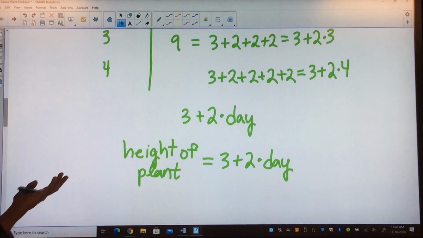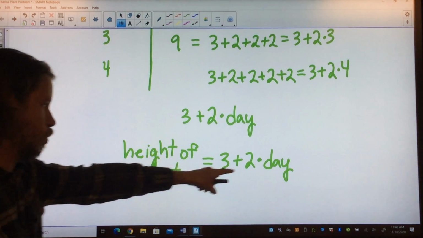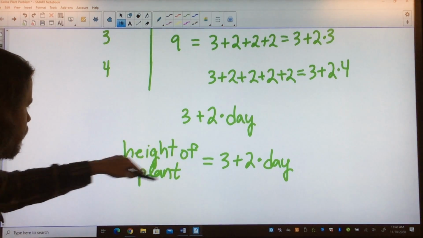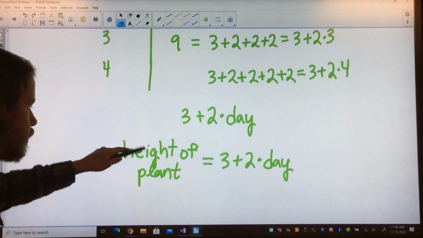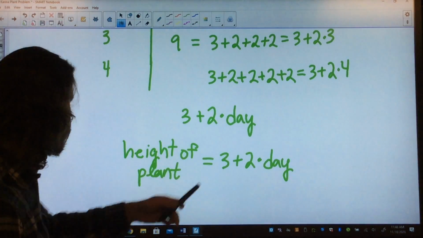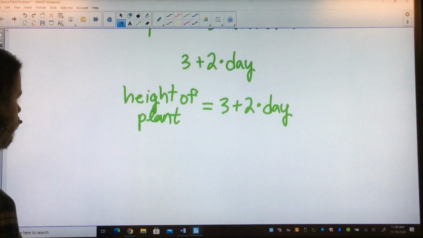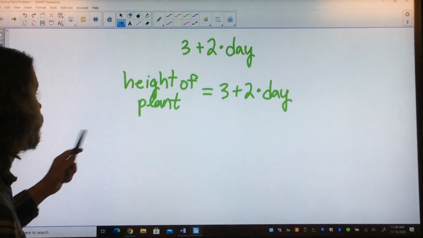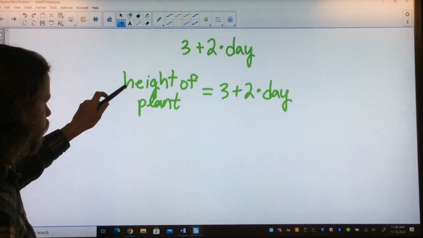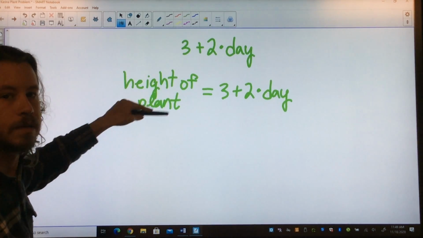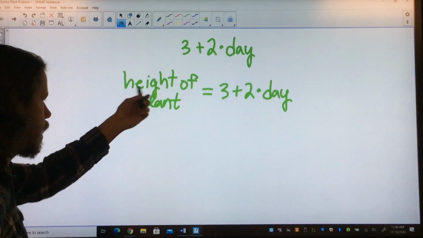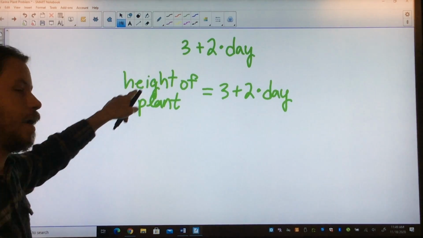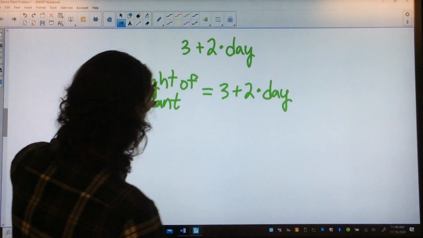Now, in math, we like to be lazy. We don't like to write out phrases like this or words like this in our equations. So I'm going to pick a letter to represent this height of plant, and I'm going to pick a letter to represent day. What would be a smart choice of a letter to represent, which is also a variable we're going to talk about? What would be a good letter or variable to use for height of plant? You could use H for height or maybe P for plant. It doesn't actually matter. I'm going to use H this time for height. So I'm going to replace this with an H.